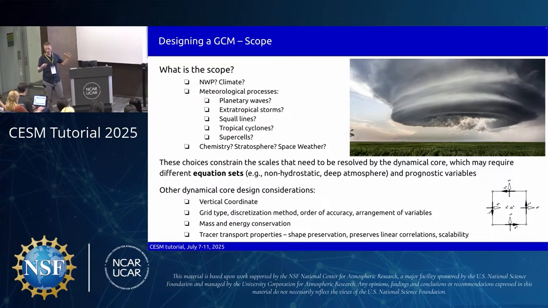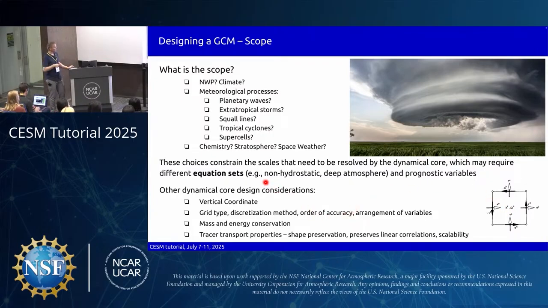You have to make choices on the equations you want to use. You have to make a choice of what grid you're going to use. You have to choose what vertical coordinate you want to use. Typically, we use terrain-following coordinates because the boundary condition is much simpler when you do that. You have to choose discretization methods: finite volume, a Galerkin method, spectral transforms. You choose order of accuracy. You even have to choose where you put your variables on the grid. So here's an example of where you could put your velocity components at the edges and mass fields at the center.